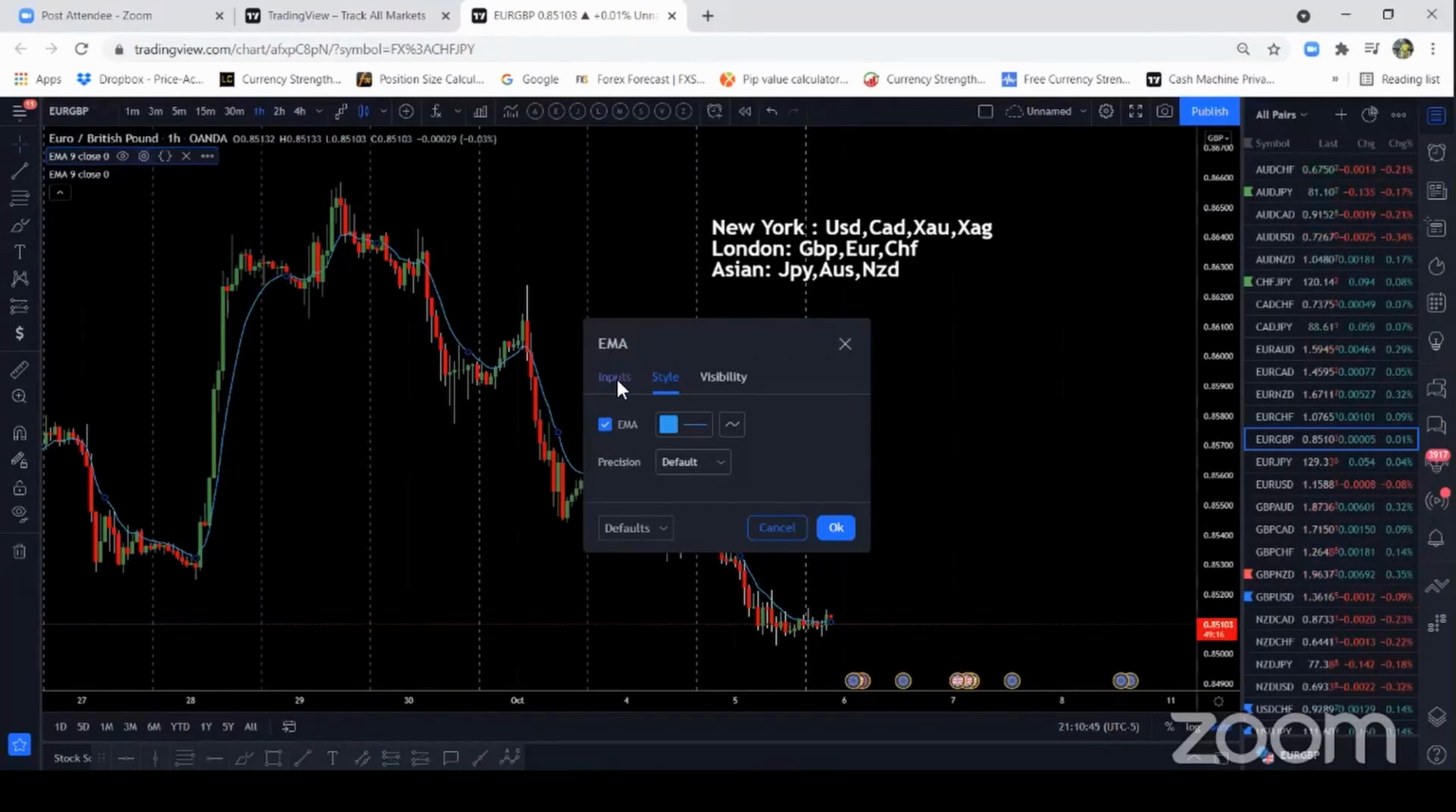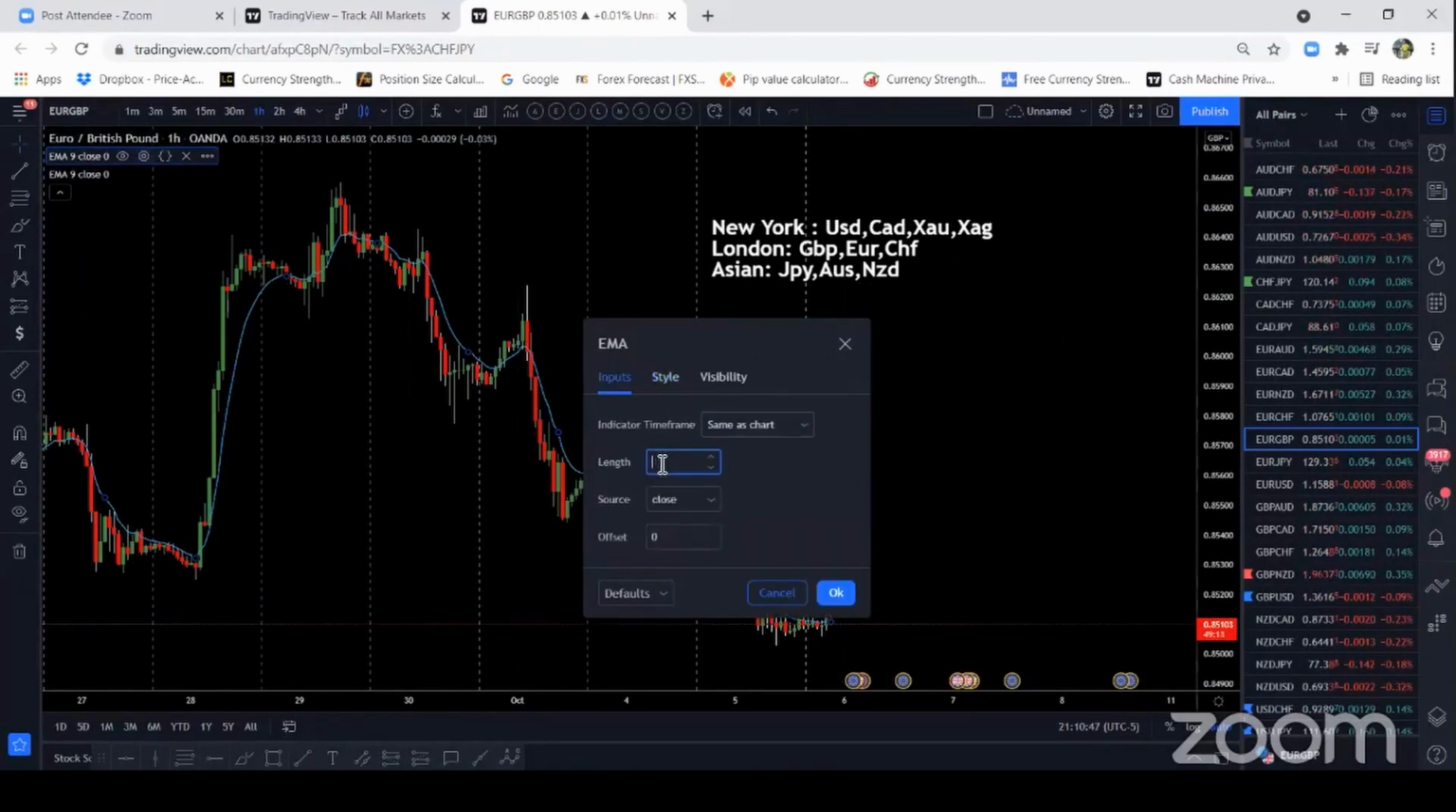And what I like to do is set one with a smaller length, just to keep it simple. The smaller the length, the more it reacts to price. So basically, this is a 10 length. It's a 1 hour chart, you see up here it's a 1 hour chart. So this EMA is going to measure 10 hours of price action.